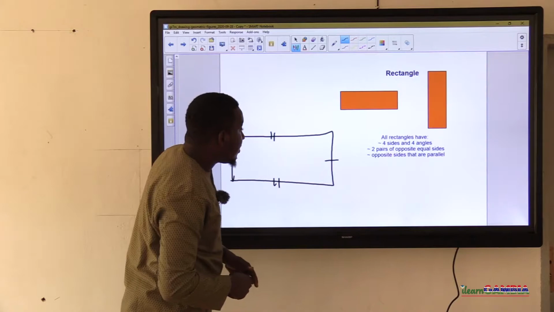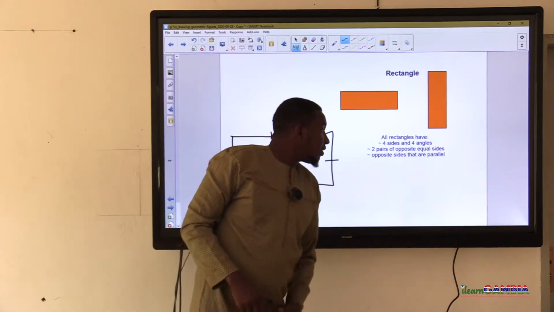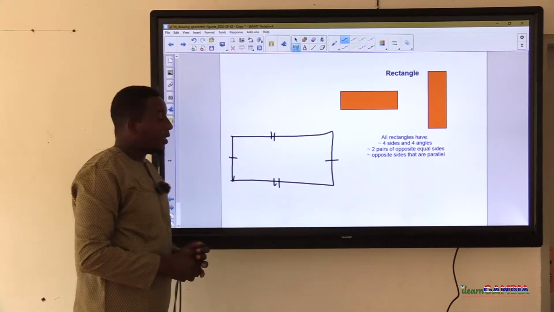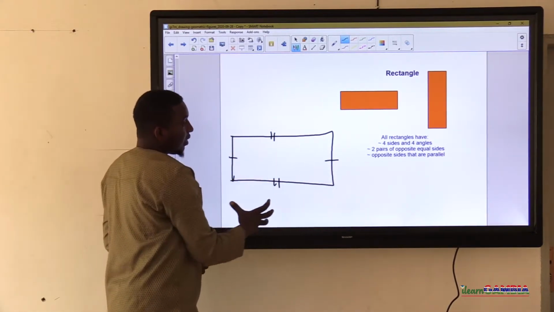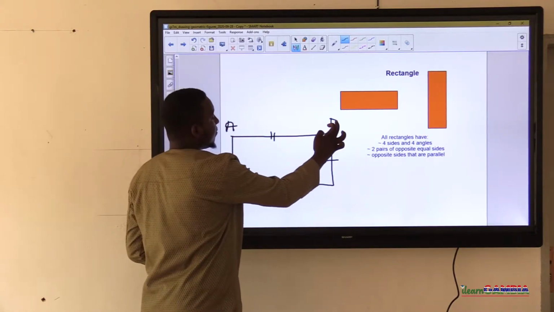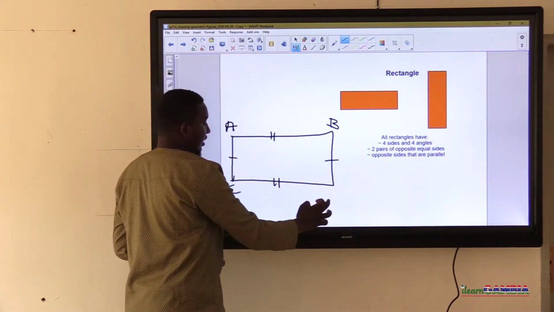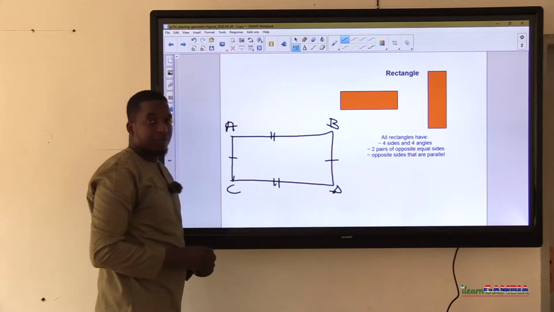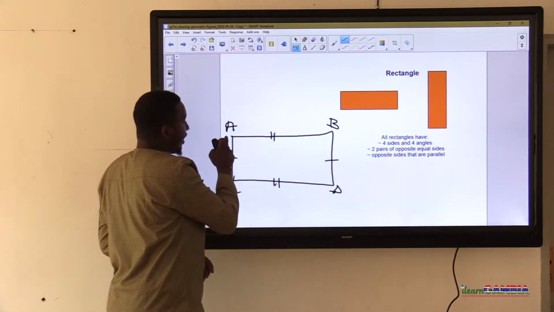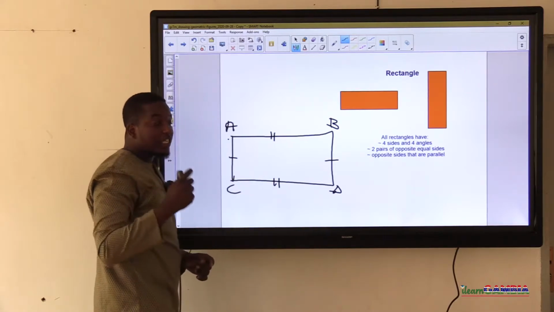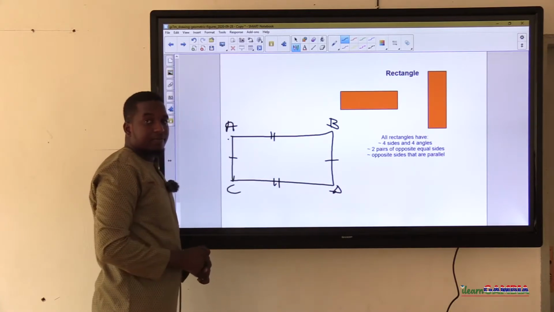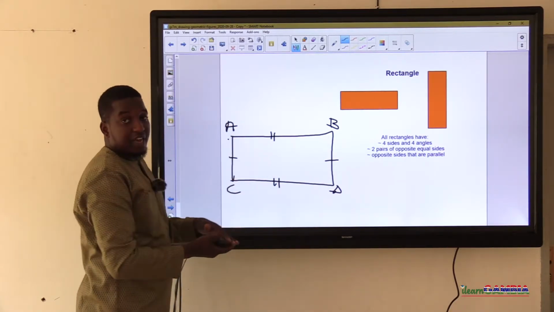Then the last point there is opposite sides that are parallel. The opposite sides are parallel. That is, if we are to label this rectangle as rectangle A, B, C, D, we are saying that the line that runs from point A to point B is parallel to the line that runs from point C to point D. That is what we mean by the opposite sides are parallel.